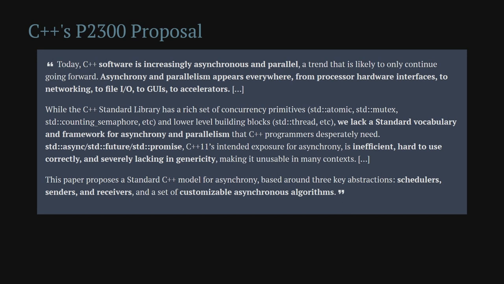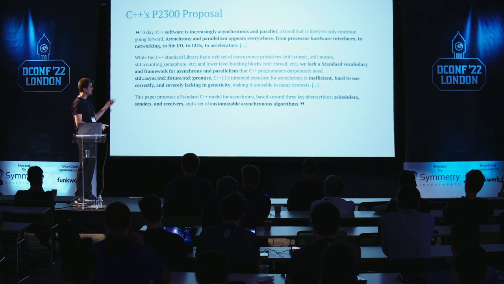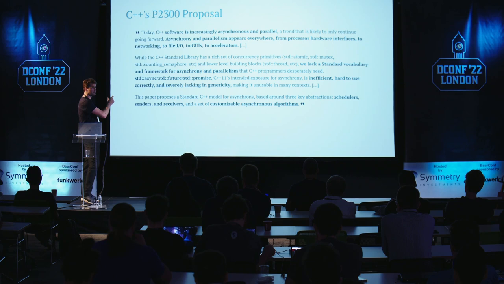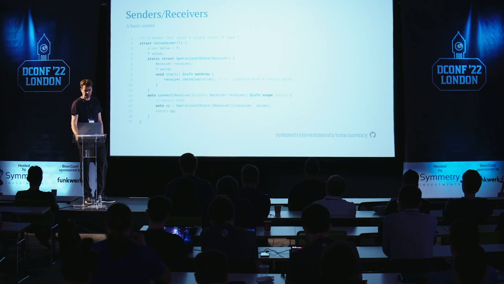So then they go on to propose a model here with three key abstractions, right? Schedulers, senders, and receivers, and a set of customizable asynchronous algorithms. Now, I would argue that the thing that they missed is the word structured. I don't see it anywhere, but it is structured, actually. The whole proposal is. Now, I won't go into a lot of detail on how senders and receivers work, but we're going to discuss some example code that uses them.